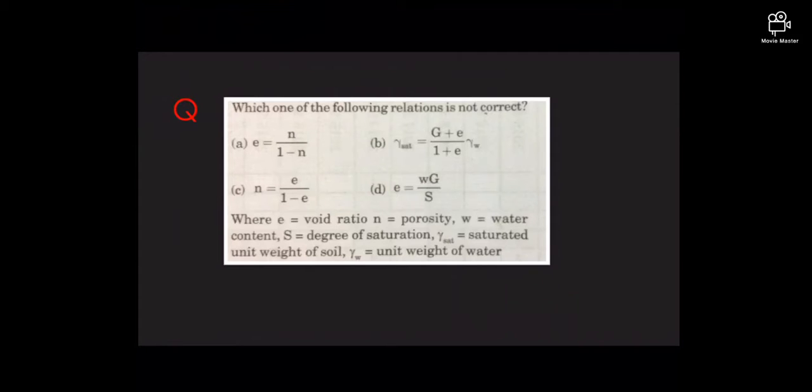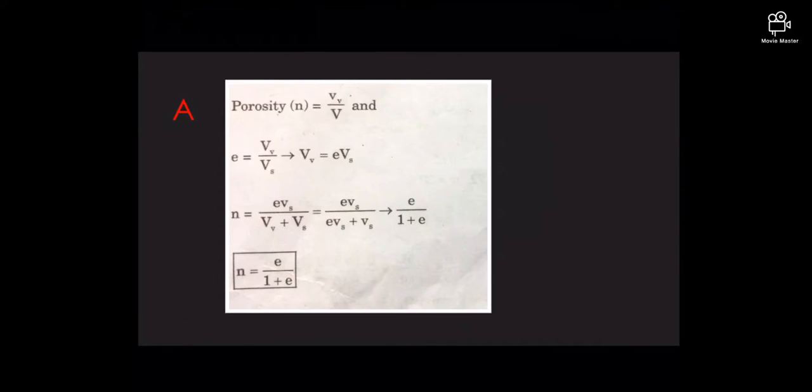First one is e is equal to n by 1 minus n. The option B is gamma saturated is equal to (G plus e) into gamma w by 1 plus e. And option C is n equal to e by 1 minus e, and option D is e equal to w into G by S. So these all are the formulas we have already learned. So we know the answer is n is equal to e by 1 plus e. So the option was C, which was wrong.